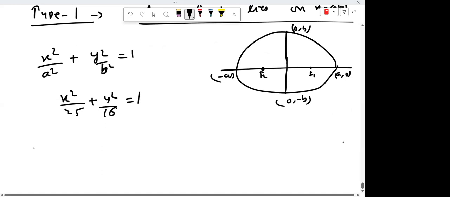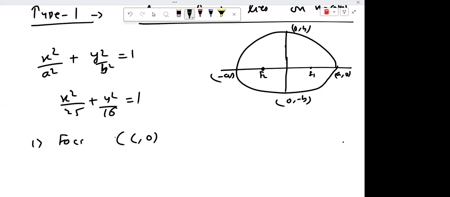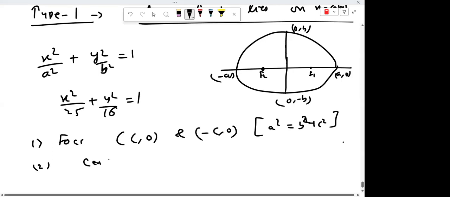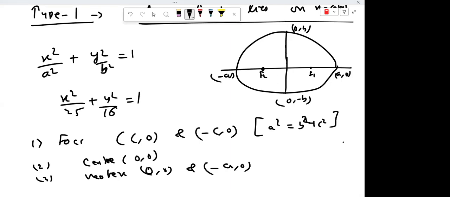Okay, so in this type we have foci as c comma 0, and how do we calculate c? c is the square root of a square minus b square, because we know b square plus c square equals a square. Foci are c comma 0 and minus c comma 0. Center is 0 comma 0. Vertices are a comma 0 and minus a comma 0. Okay, note it down.